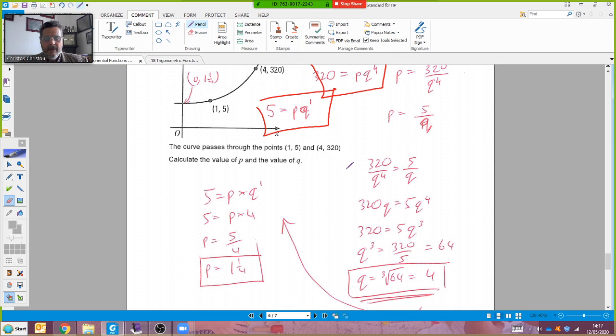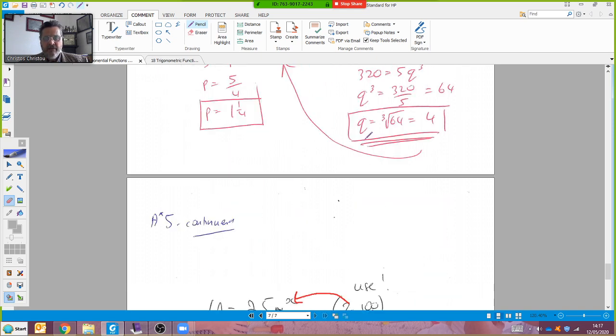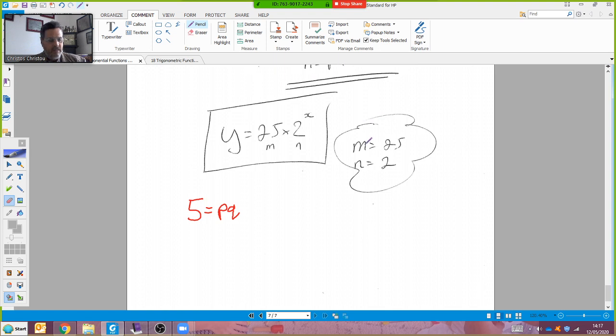Yeah, I've got you. And I've got 320 equals pq to the power of 4. And of course, the q there is a power of 1, but you don't need to write down the 1. And then I thought, wait a minute, what if I do this? And this is really simple.